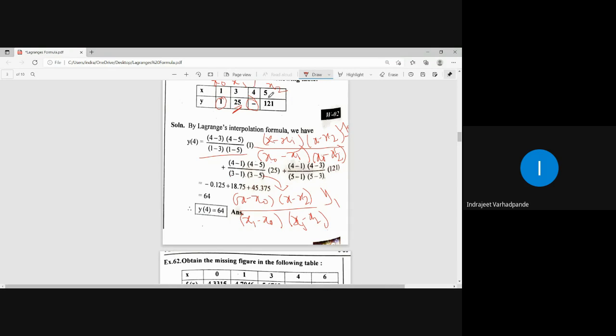Likewise, I will be writing down the formula for x2, and accordingly we will be putting down the terms. x is equal to 4 and x2 will be equal to 5. Functional value y2 will be 121. Accordingly, simplify all the fractions, convert them into decimals if possible, up to 4 significant places, as we always do in statistics, and then add them together. Here also we obtain the result y of 4 is equal to 64. So for the value of x as 4, I am getting the tabular value of y as 64.